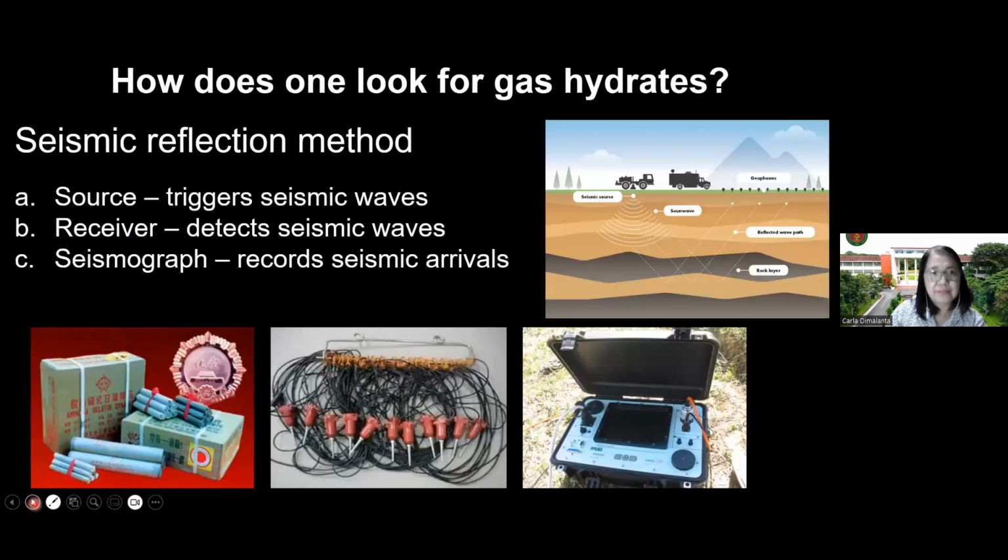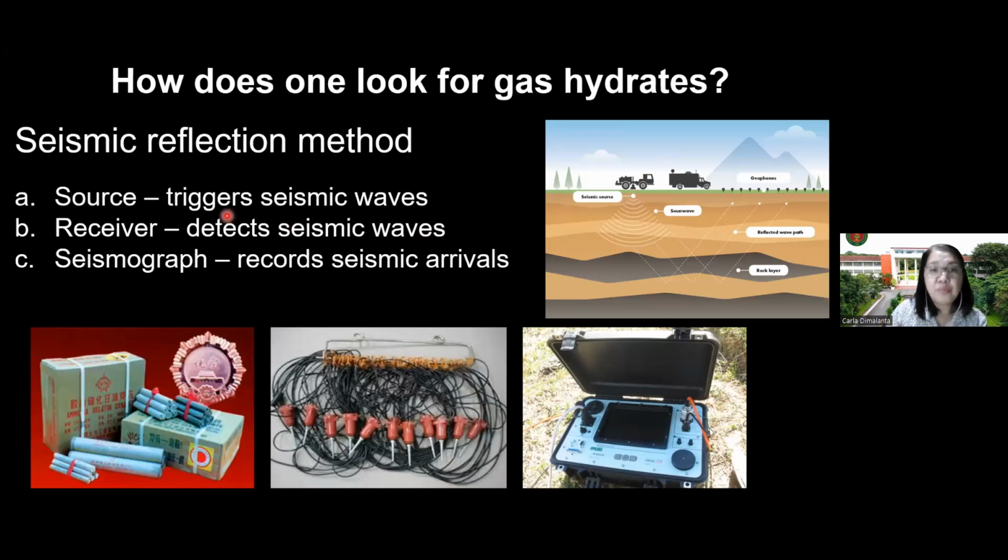So just to give you an idea, if you want to do a seismic reflection method, as I said, we need a source. The source is what triggers the seismic waves. So in the earlier figure, it was the person striking a hammer on a metal plate. But there are other various forms of sources that can trigger seismic waves. Some of them can include explosives or dynamites. Some of them can include trucks, like big trucks like here, which thump the ground, and when it hits the ground, then it triggers seismic waves.